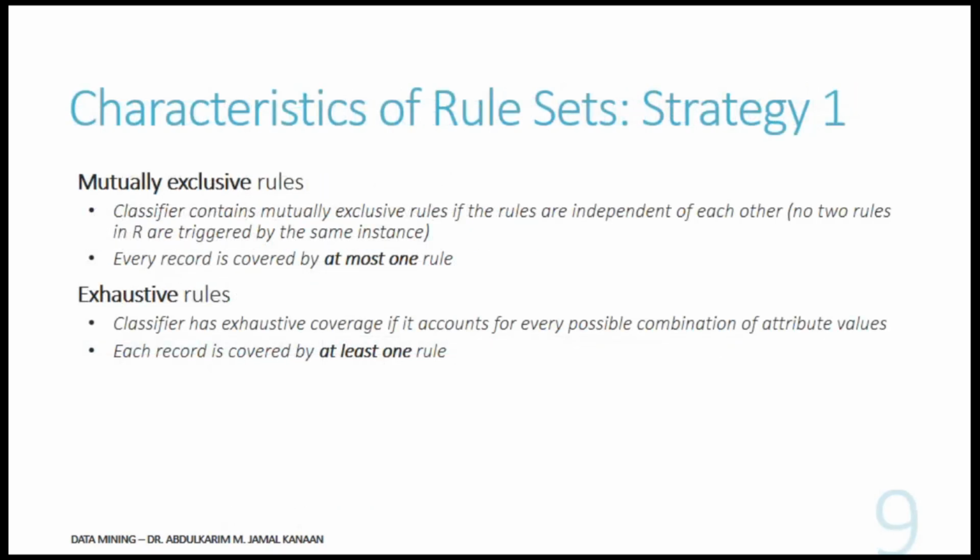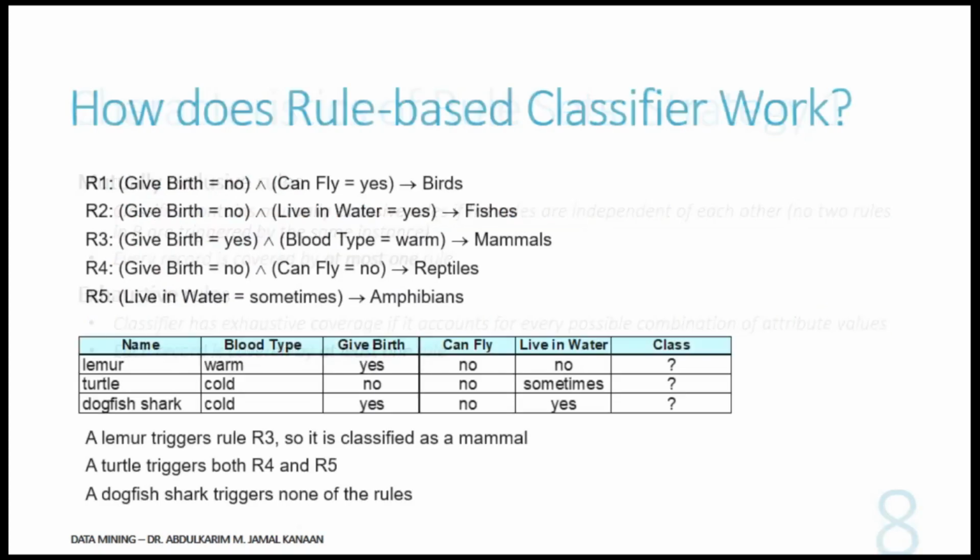Then we check. Give birth should be no, can fly yes. Since give birth is yes in our record, while here give birth is no, right? So this record cannot trigger rule one. How about rule two? Rule two says give birth no, while this one give birth yes. So also cannot. How about rule three?